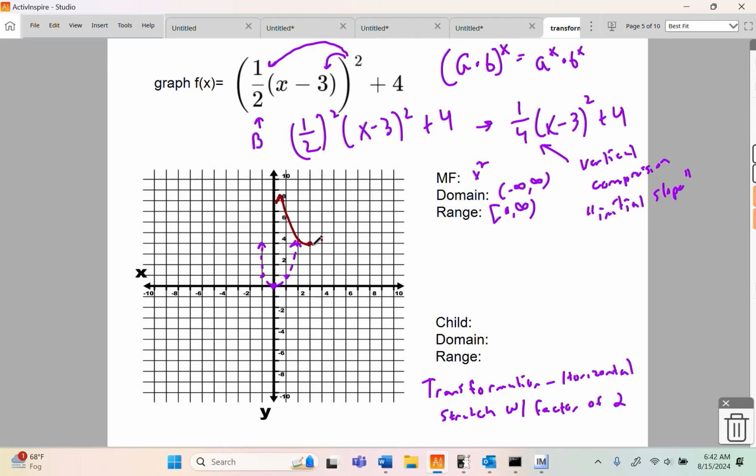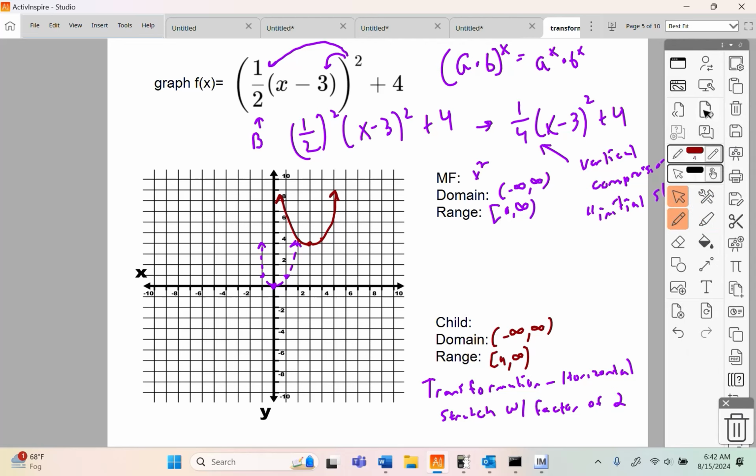So this one got a whole heck of a lot wider. Now, the domain didn't change. Still negative infinity. The range has a low y value of 4 and a high y value of infinity. So the goal here is simply to convert things.